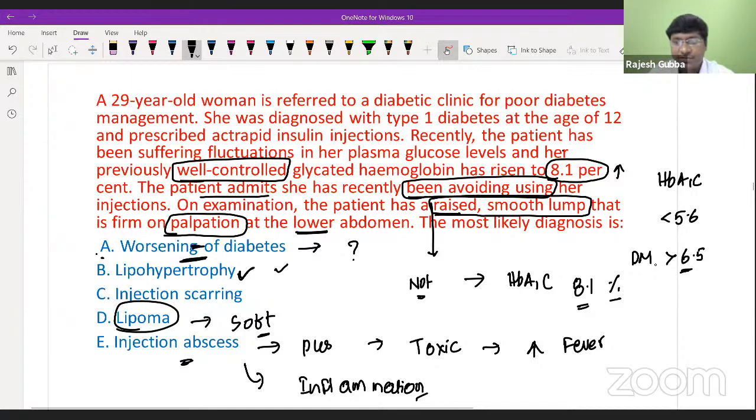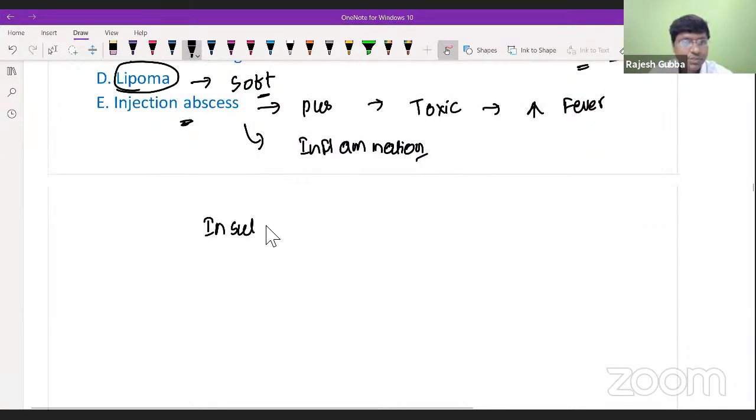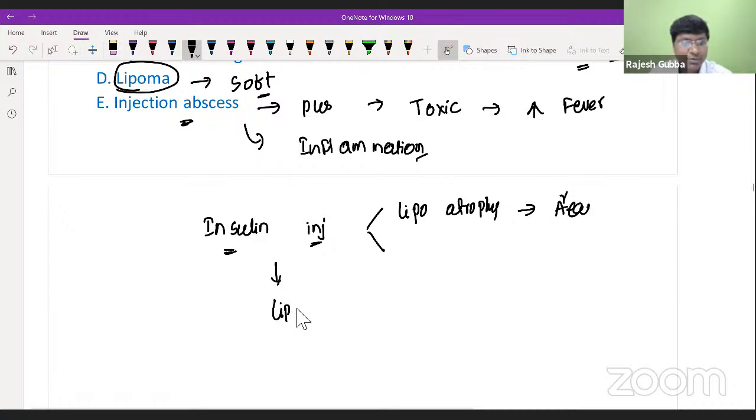Let me tell you, Shravan Kumar, on repeated injections of insulin, so insulin injections, it can cause lipoatrophy in certain areas, and it can also cause lipohypertrophy. Both can be seen. Right? Both can be seen. Yes, Shravan Kumar, is that clear?